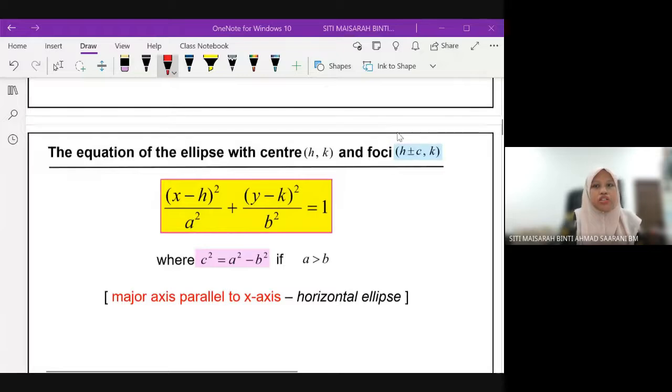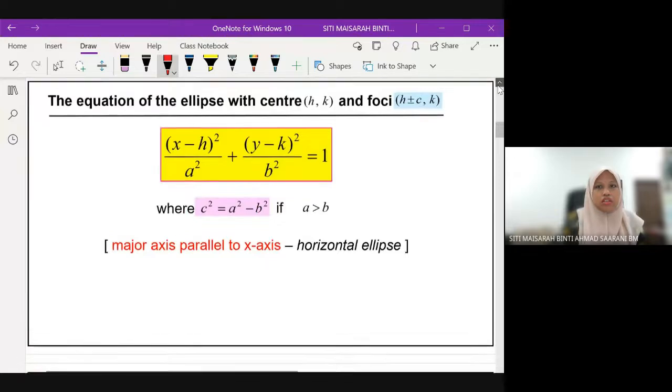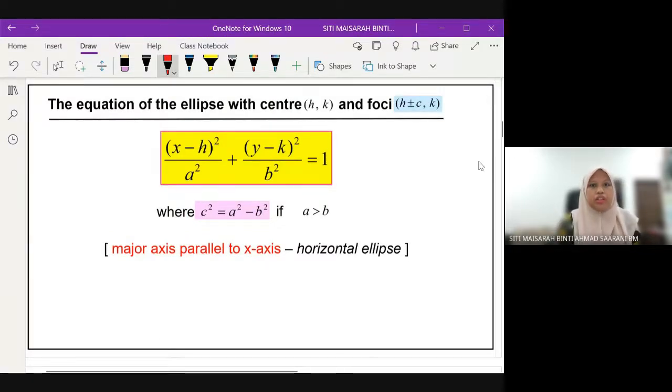Alright. The equation of ellipse with center, okay, equation ellipse tu ada satu saja, but dia punya case kita ada dua. The equation of ellipse with the center HK and foci H plus minus C, K. Dia punya equation of ellipse is X minus H square over A square plus Y minus K square over B square is equal to 1.